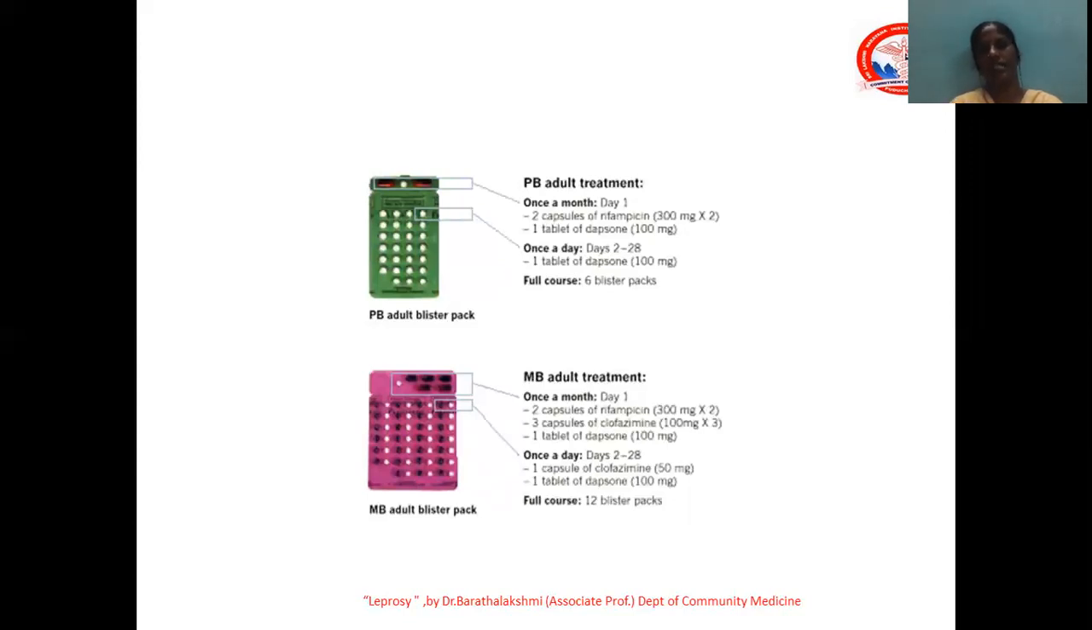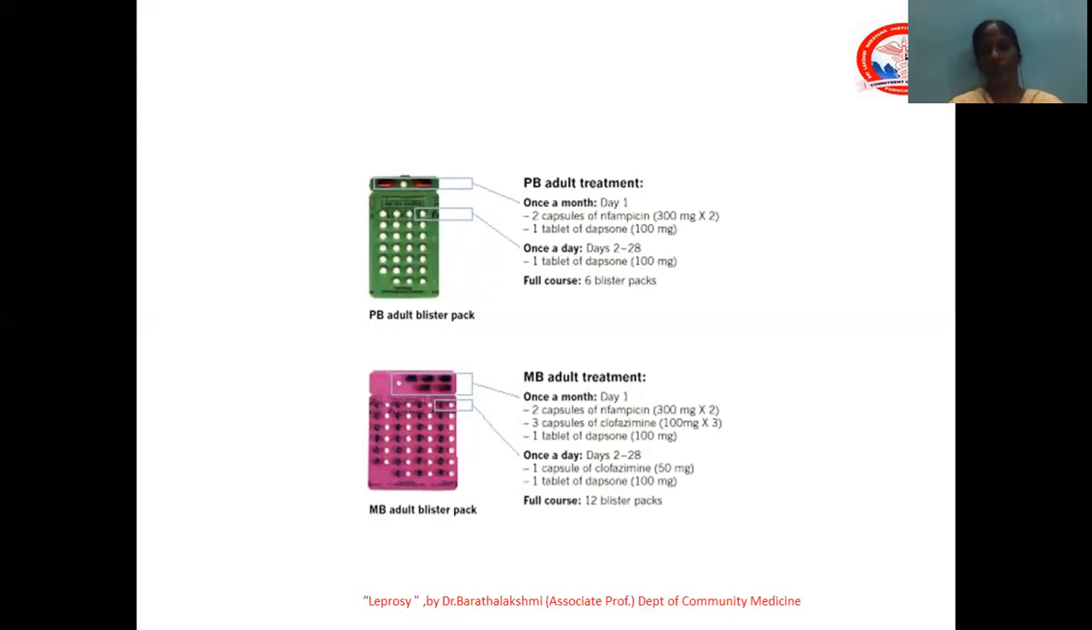Multibacillary, there are 3 drugs. The first is rifampicin 600 milligram once in a month, clofazimine 300 milligram once in a month, and dapsone, the first dose. All these 3 are taken by the patient under direct supervision of the health worker. The rest of the days he is supposed to consume 2 tablets: one is 50 milligram of clofazimine and the next is 100 milligram of dapsone.